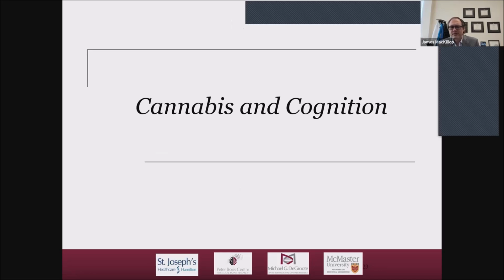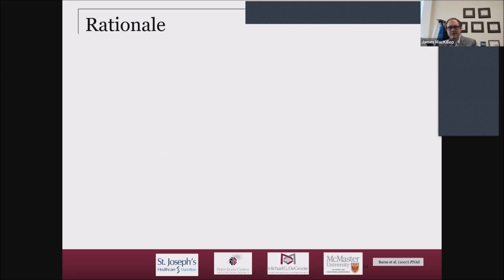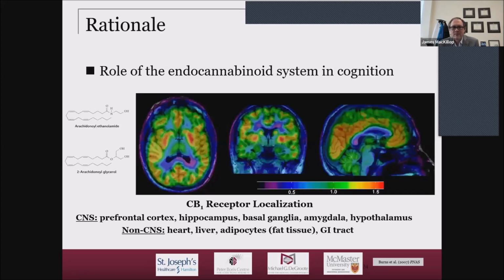So let's move on to the second chapter and talk a bit about cannabis and cognition. Why talk about cannabis and cognition? Well, there's actually a number of reasons. The first is that, as we've talked about before, the endocannabinoid system is deeply, intimately linked to cognition. Now you've seen this figure a number of times. I won't belabor it further, but the endocannabinoid system is so central to cognition, it makes sense to zero in on it as a possible domain for cognitive consequences.